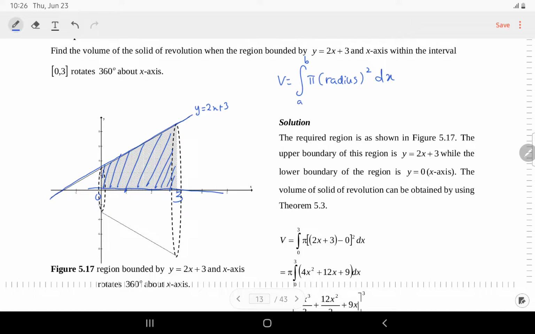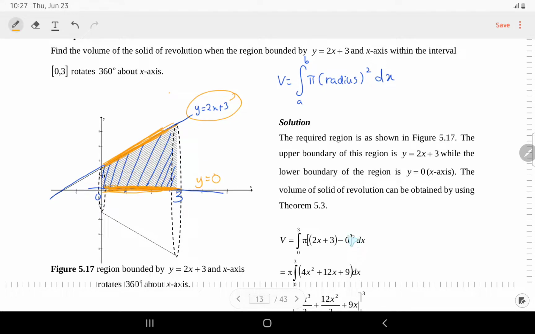Ataupun upper boundary minus lower boundary. So upper boundary dia adalah di sini lah. Okay, yang ni upper boundary. Lower boundary dia dekat sini. So, what's the equation for upper boundary? Yang ni. So, x plus 3. Minus lower boundary. Lower boundary is right here. Where it is located in x-axis. Okay, lower boundary dia adalah x-axis. Apa function dia? Kita tahu kan x-axis function dia adalah, equation dia adalah y equal to 0. Okay, y equal to 0.